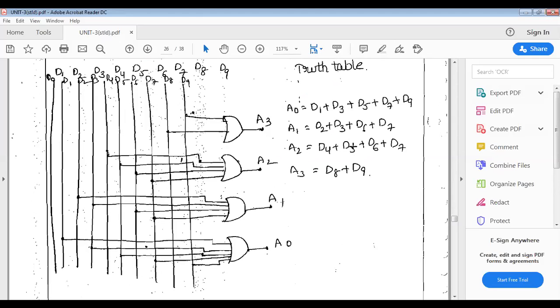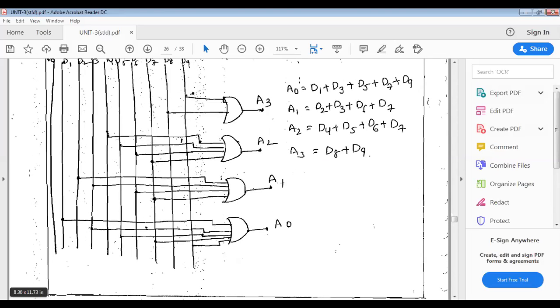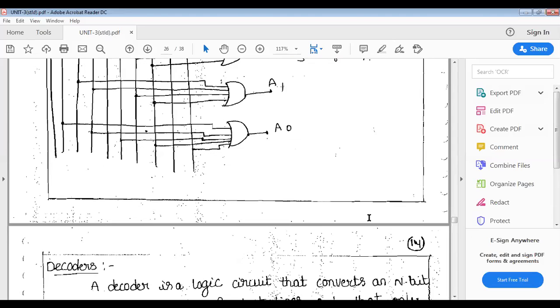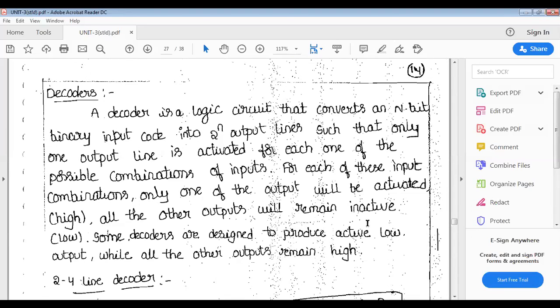And A2 is having 4 inputs, that is D4, D5, D6 and D7. Similarly, A1 is also having 4 inputs, D2, D3, D6, D7. And A0 is having 5 inputs, that is D1, D3, D5, D7 and D9. Remaining, D0 is always 0, and 10 to 15 is also logic 0. Following my students. Okay. Now you go for the decoder.